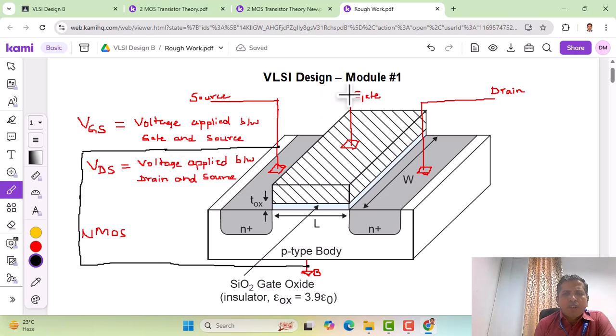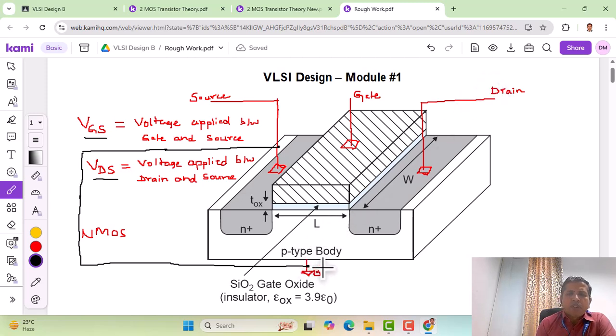Therefore, the voltage that is applied between the gate and source, which we called VGS, is also applied between the gate and the bulk. Similarly, the voltage that is applied between the drain and source, which we have labeled as VDS, is also a voltage applied between the drain and the body. Though it is applied to the source, since source and the bulk terminal are short circuited, the voltage applied to gate and source is taken as the voltage applied between gate and bulk. Similarly, the voltage applied between the drain and source is also considered as the voltage applied between drain and the body or bulk.